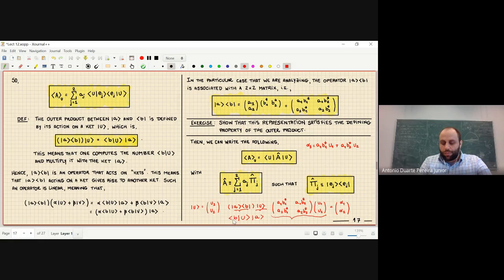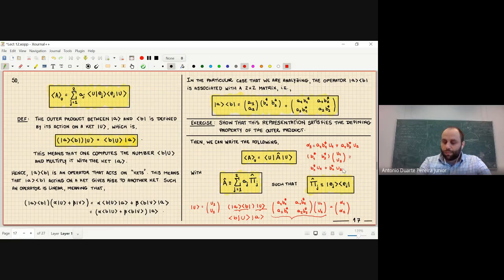But let's see what is the result of the scalar product between B and U. The bra B will have the following structure. It will be a row vector with entries B1 star and B2 star. And the ket U will be the column vector U1 and U2. So this scalar product will give me a number. And this number is B1 star times U1 plus B2 star times U2. So this will be B1 star U1 plus B2 star U2.